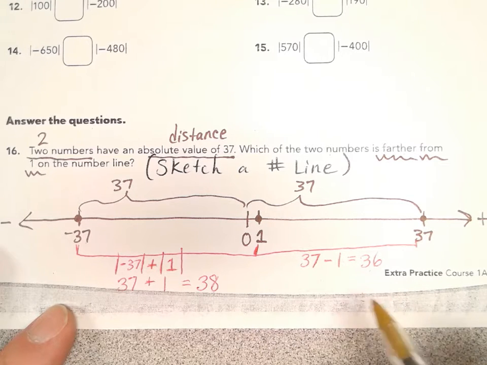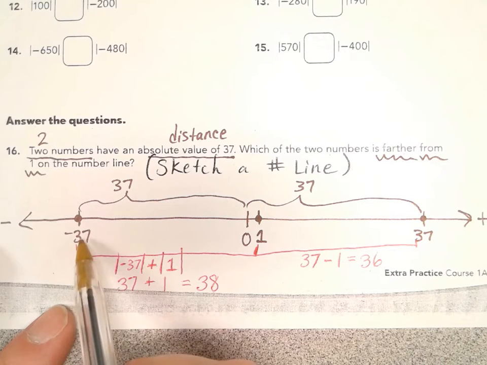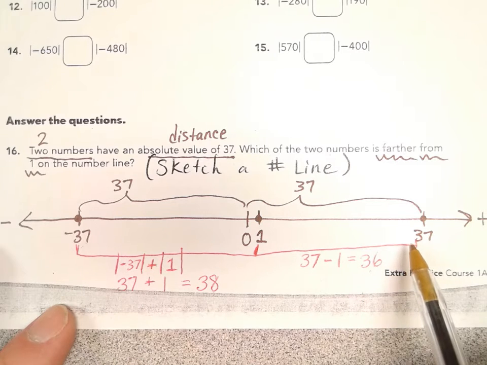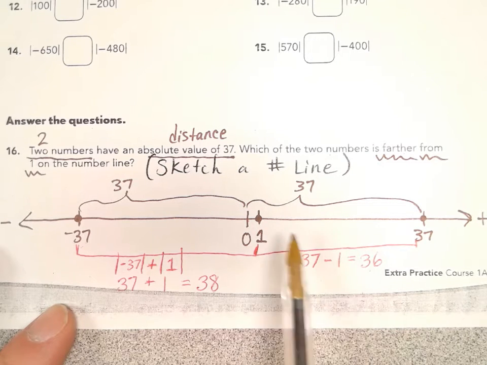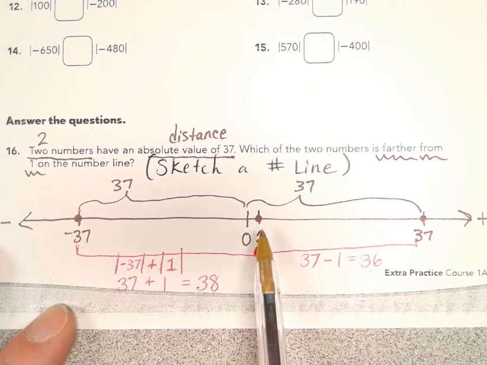But that wasn't really the question. They didn't ask me to write an inequality as 38 greater than or less than 36. They said, which of these numbers has the farther distance? Well, what number is it that got me this farther distance of 38? Go back and look at your number line. It looks like negative 37 is farther from 1 than positive 37. And that makes sense to me, because they'd be the same distance from 0, but I bumped the finish line closer to 37, which is on the positive side. So it must be farther from negative 37.